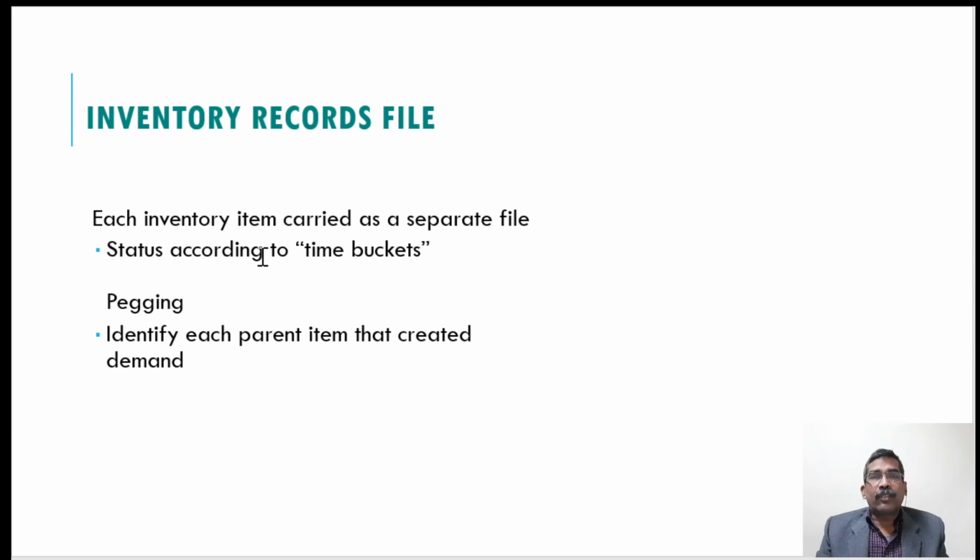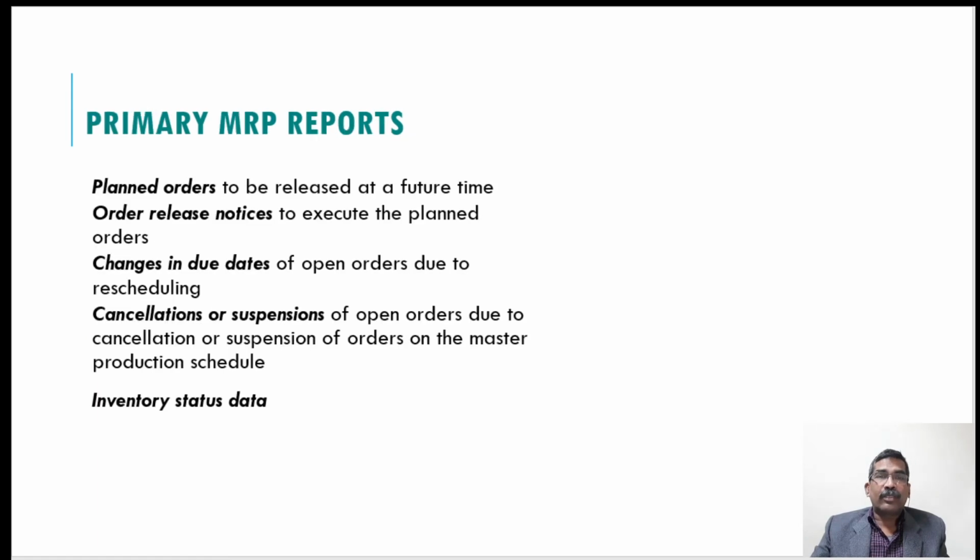Now the inventory record file consists of status according to the time buckets. Paging is related to identifying each parent item that created demand. That means the end items, and what are the components of these end items. An end item creates the demand for the components and parts. So this is required for the bill of material and the inventory status.